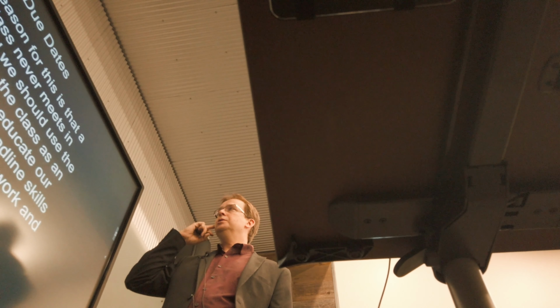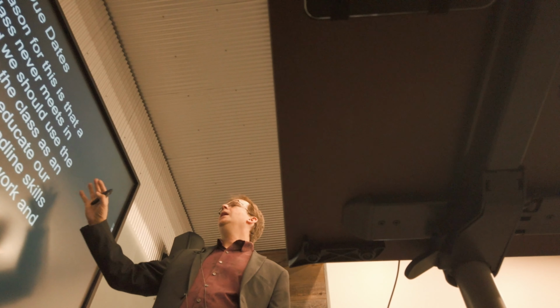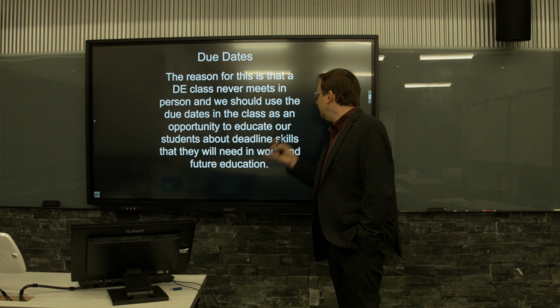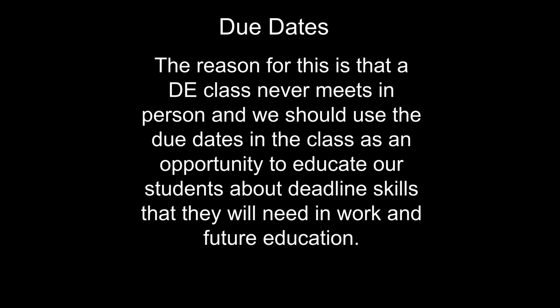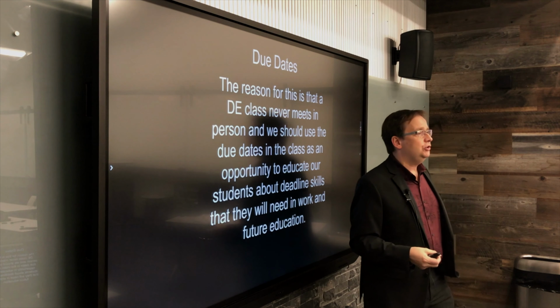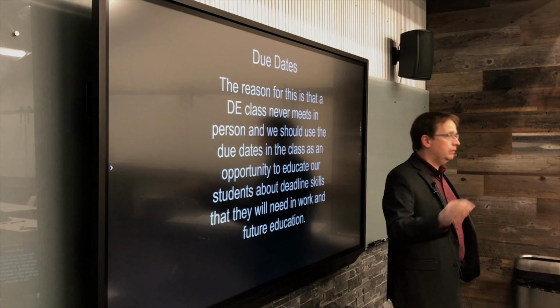The reason for this is that a DE class never meets in person, and we should use the due dates in the class as an opportunity to educate our students about deadline skills that they will need in future work and educational opportunities. You can tell your students, hey, your boss is not going to let it fly. If you're late the third time in a row and you tell them, I forgot, I'm sorry, they're going to say, you should have had a calendar, you should have had the due date, you should have had your work date on your phone, you're fired kind of thing.